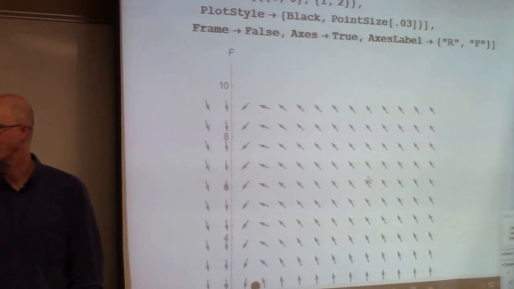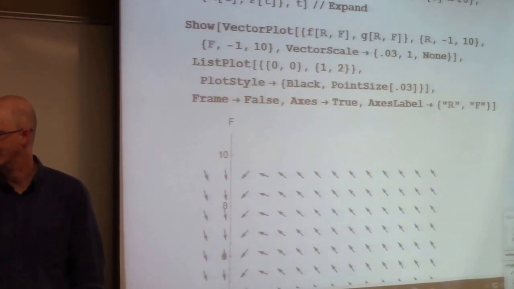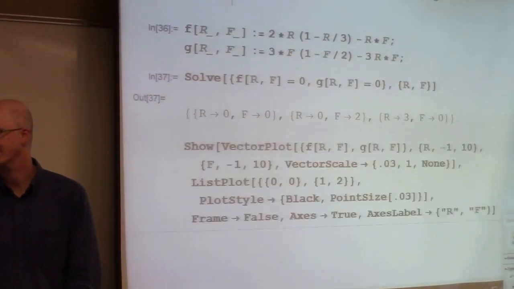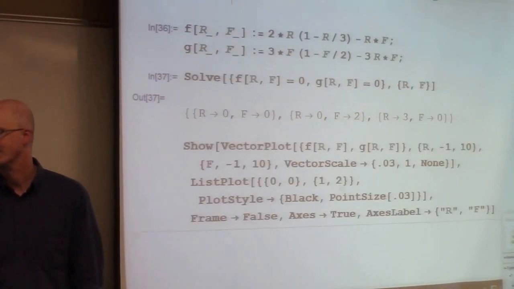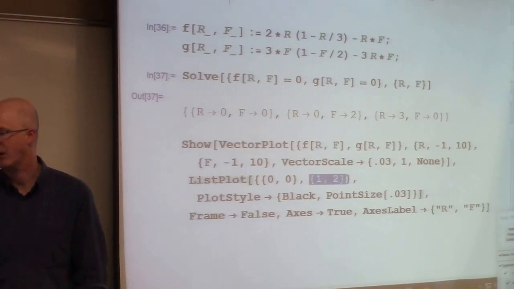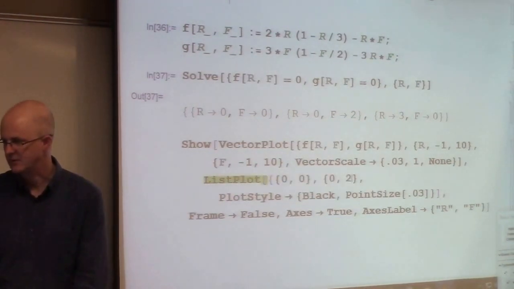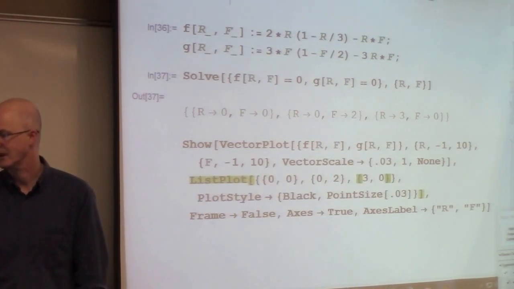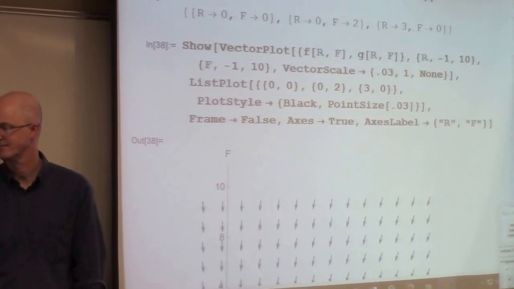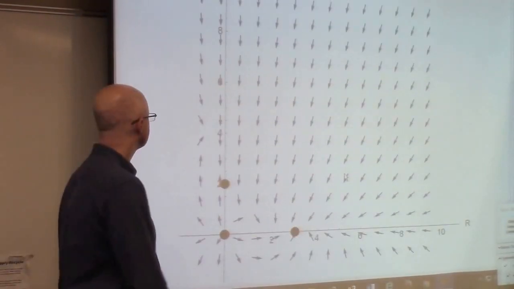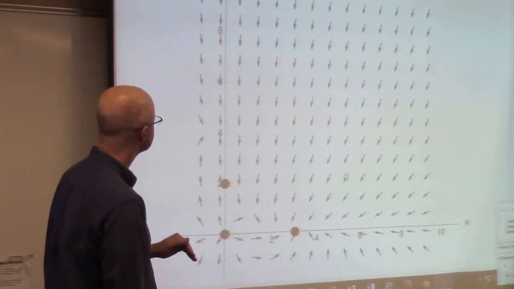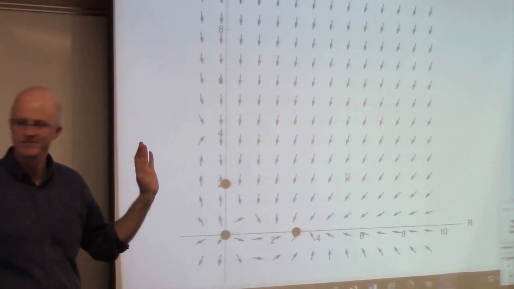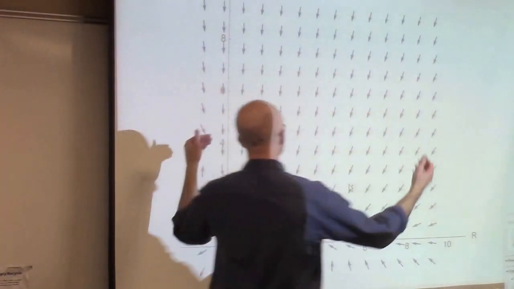Let's copy and paste our code from before with the rabbit and fox predator-prey model to look at a picture of the phase plane. But my list plot for my equilibrium points is going to be different. 0, 2, and 3, 0 are my other equilibrium points. Let's just see what it looks like. That's what it looks like. So the rabbit axis in thousands of rabbits and fox axis in hundreds of foxes. You got 3 equilibrium points.